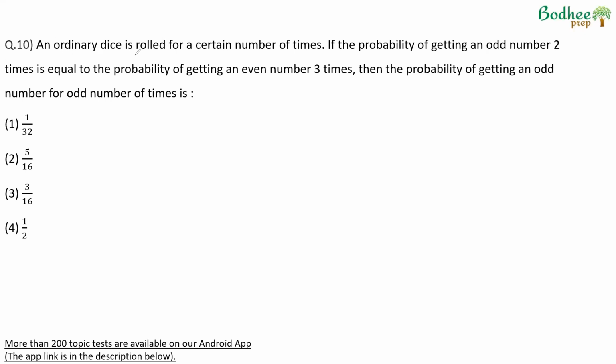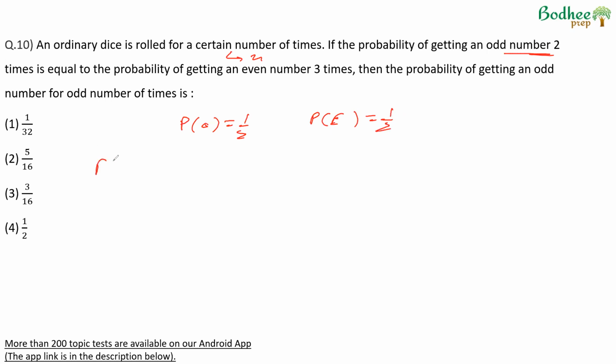An ordinary dice is rolled for a certain number of times. If the probability of getting an odd number 2 times is equal to the probability of getting an even number 3 times, suppose the dice is rolled n times, what is the probability of getting an odd number twice? Probability of getting an odd number, first of all, is 1 by 2. Probability of getting an even number is 1 by 2.